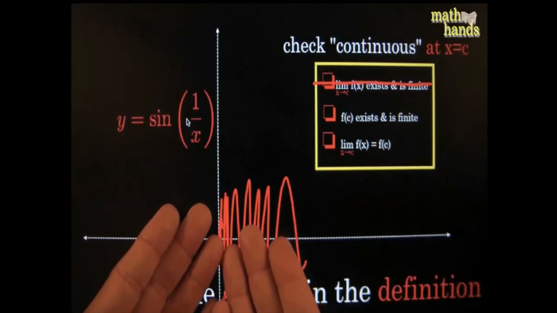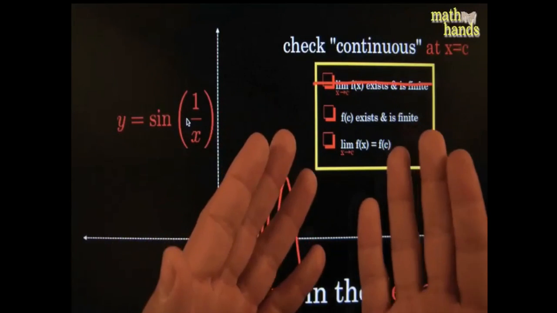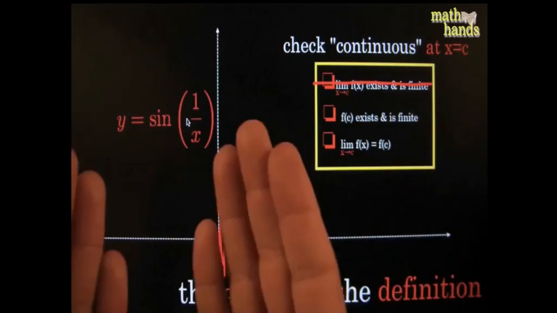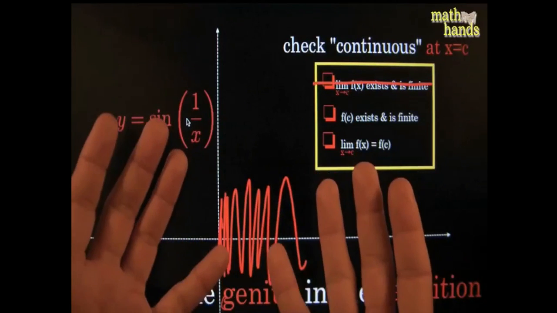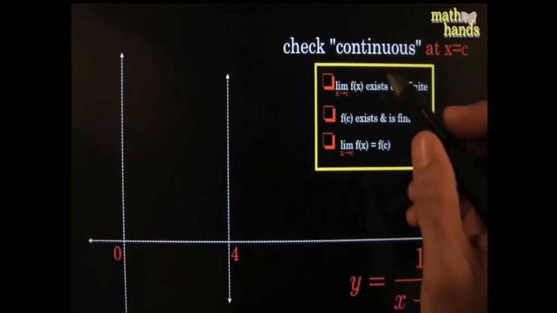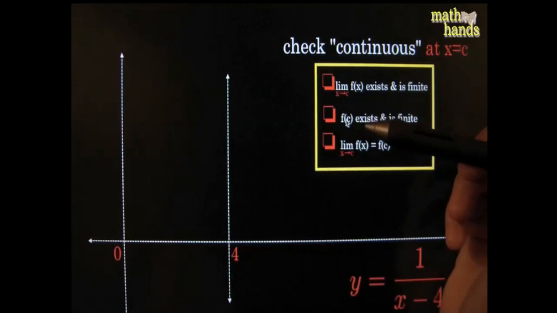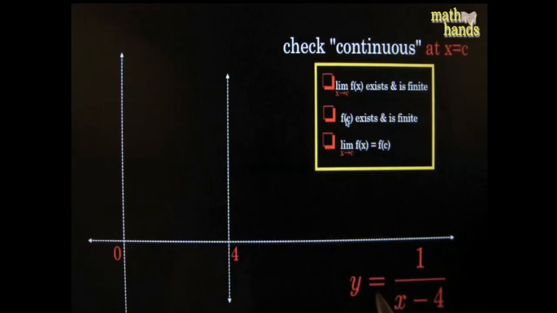I mean, these discontinuities could get as crazy as you want them. The definition is super, super strong. It'll take care of things that we have already imagined and things that we haven't even imagined. And to check that something is continuous, all you got to do is go through the checklist. Does the limit exist? Does the value of the function exist? And are they equal?